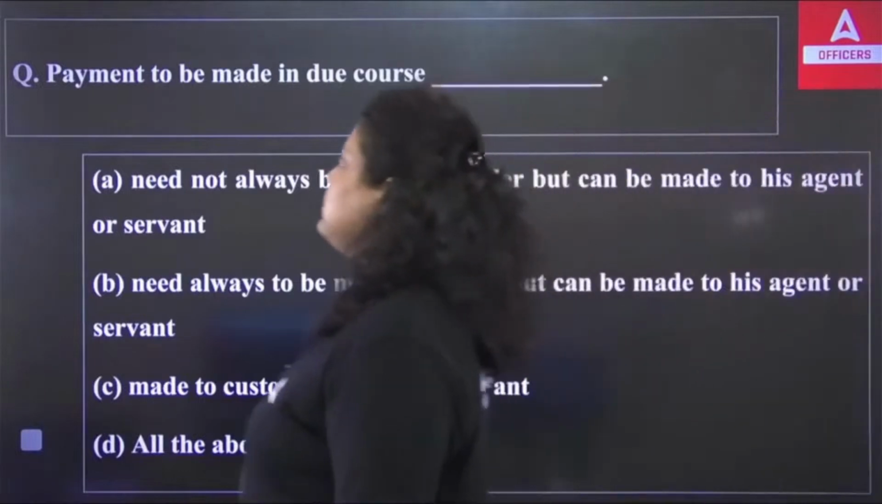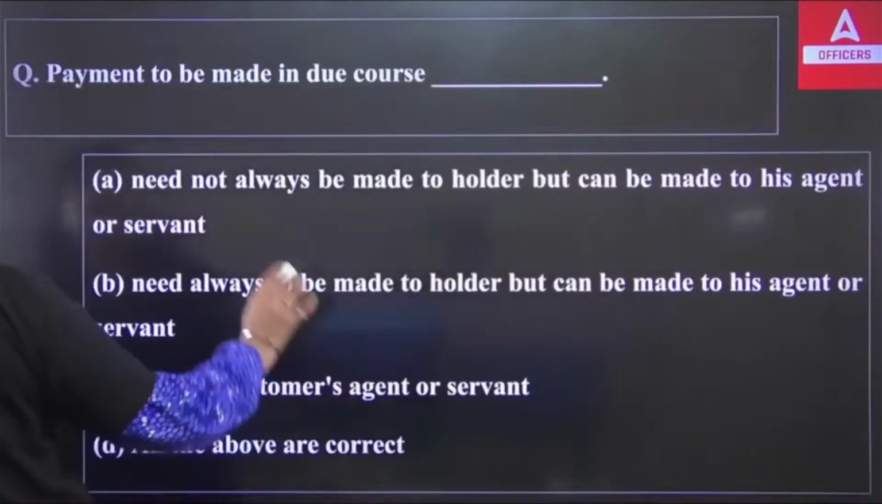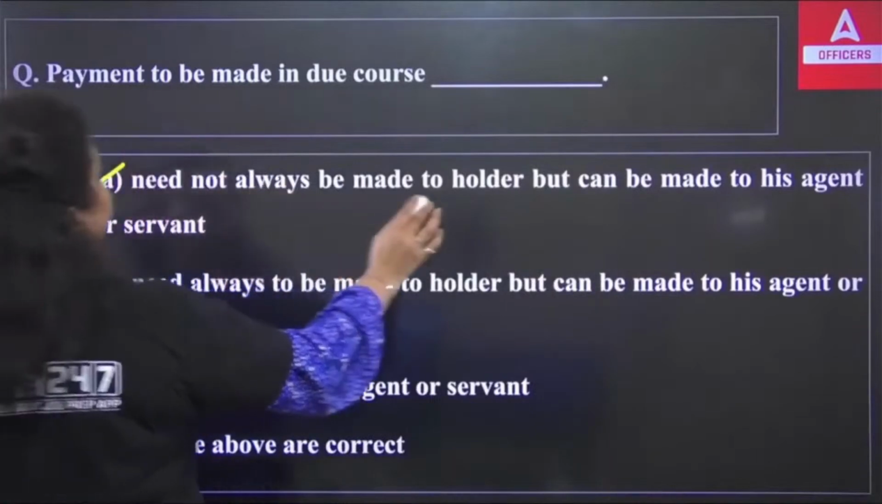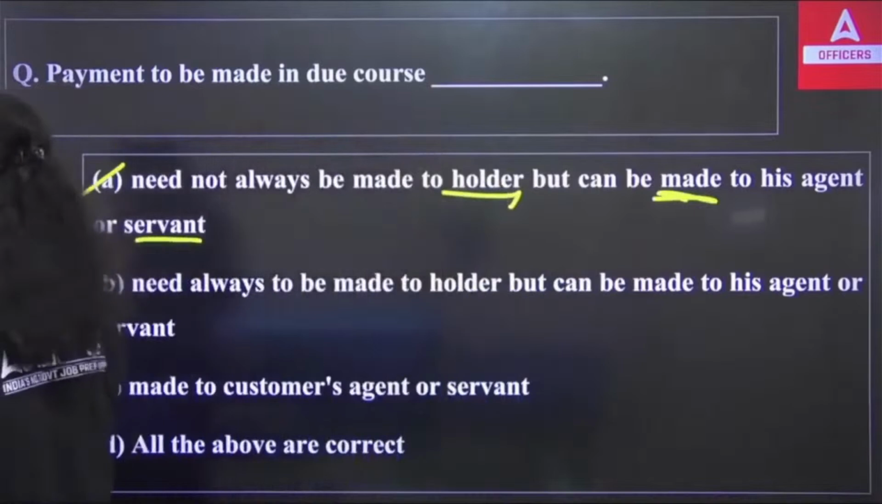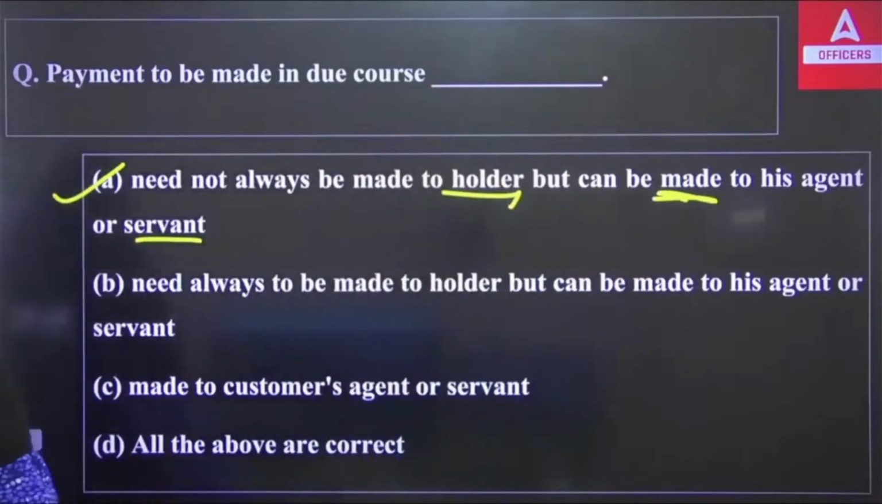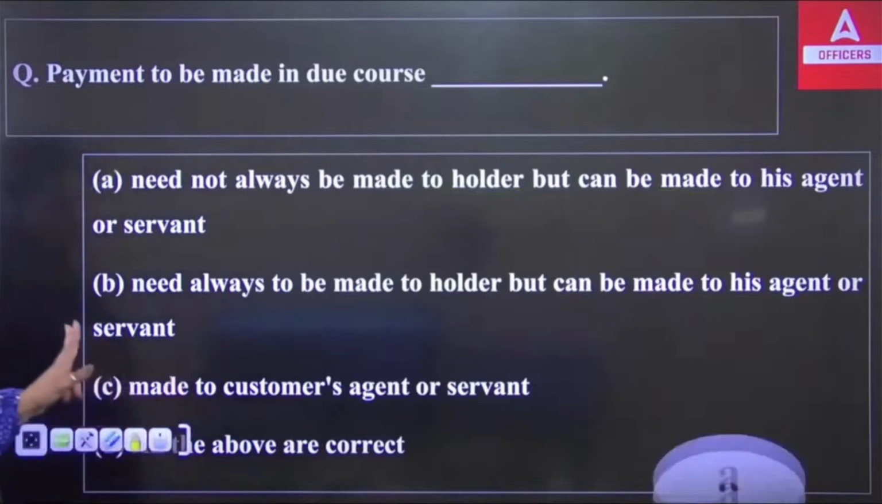So right answer is the payment made in due course need not always be made to the holder, but it can be made to his agent or servant also. It can be made to whom? It can be made to the agent or servant also. Clear? The right answer is A.